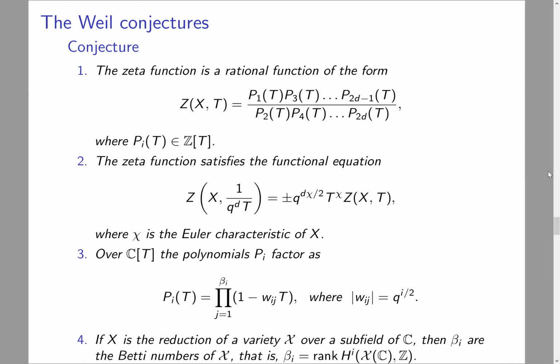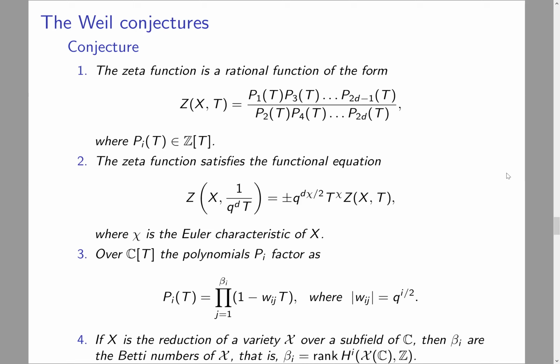I've broken this into 4 statements this time. The first statement is that this zeta function, this exponential of an infinite series, which is itself an infinite series, is in fact a rational function. It's a quotient of some polynomials, and indeed, those polynomials have integer coefficients. So that's the first thing: we have a rational function given to us by this infinite series.